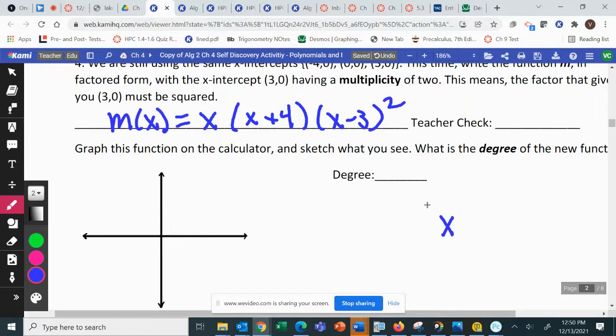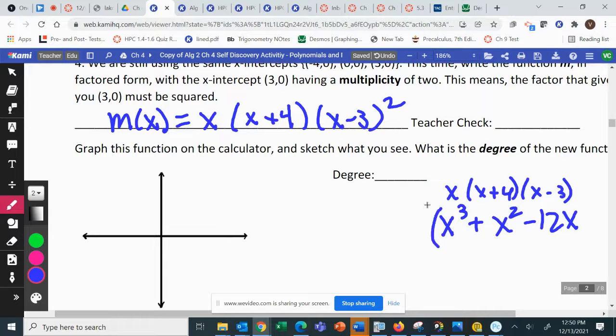So we've got our x, what's the original one? X cubed plus x squared minus 12x. That's multiplying the first 3 out, right? The x times the x plus 4, x minus 3. And then we're going to multiply by one more x minus 3.